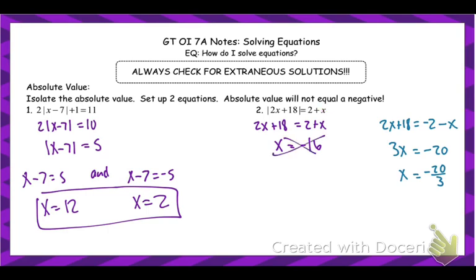Well, let's look at the next one. x equals -20/3. Same problem. 2 plus -20/3 is going to be a negative number. Absolute value is not going to equal a negative number. So this is extraneous as well. Which means this equation has no solution.